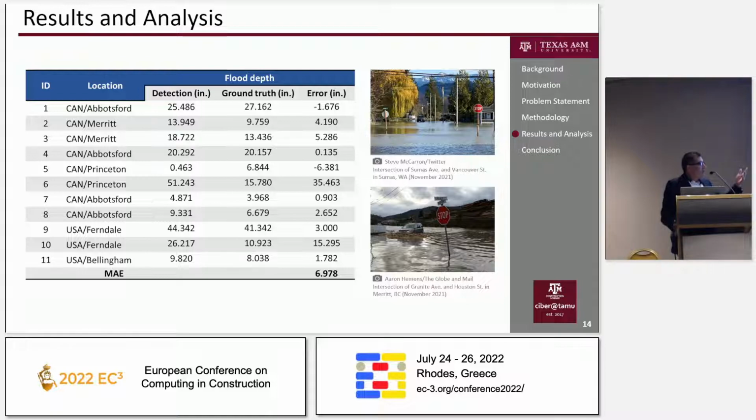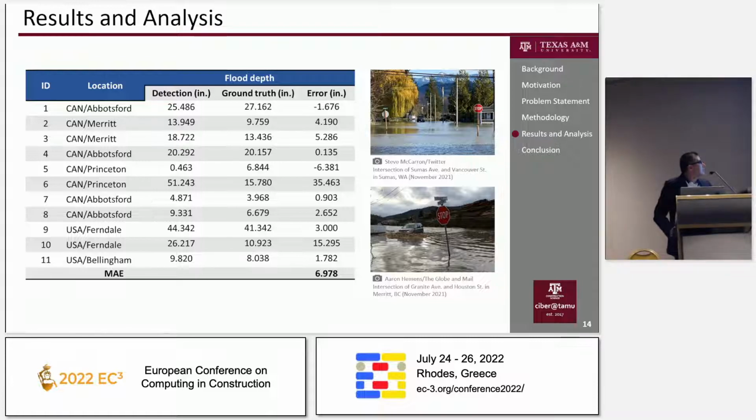This table shows a summary of how our model performed when it comes to detection or estimation of floodwater depth. Essentially, you can look at the very last column. That's the error in the flood depth estimation. And roughly, we have a mean average error of less than 7 inches when it came to predicting the flood depth.